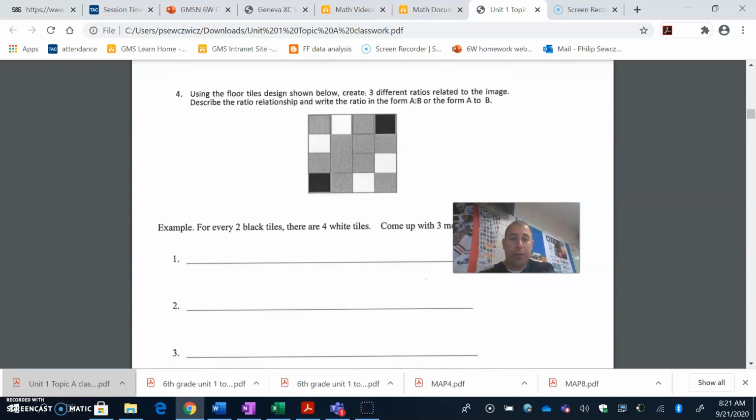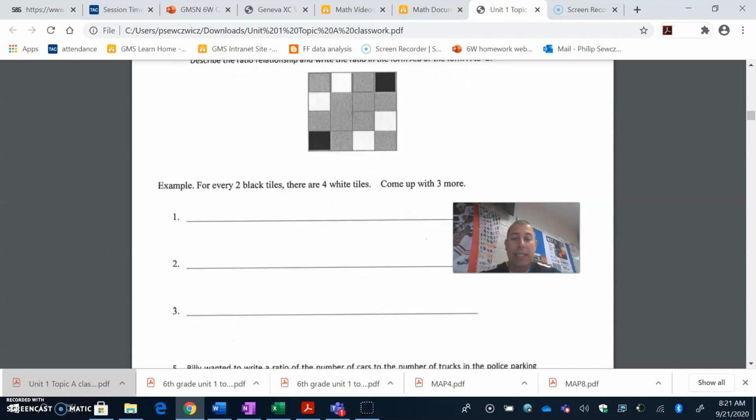Same thing going on here with question number 4. Using the floor tiles design below, create 3 different ratios related to the image. It's saying you either use a colon or use the word to. So for example, for every 2 black tiles, there are 4 white tiles, if you count them up there. Remember with the ratio, if you flip the order around, you've got something that's completely different. So I could say for every 4 white tiles, there are 2 black tiles. Notice we're saying for every, that's a key thing about a ratio.